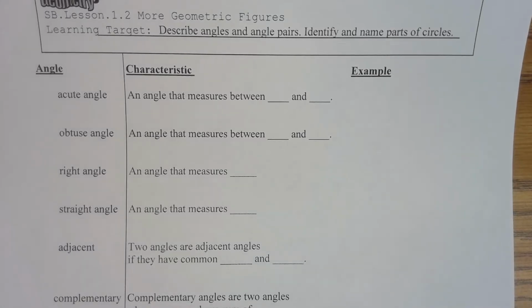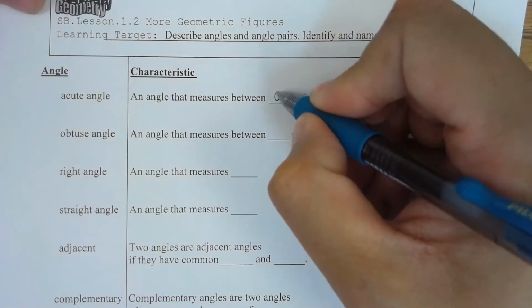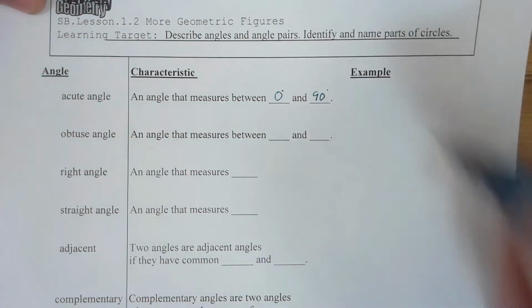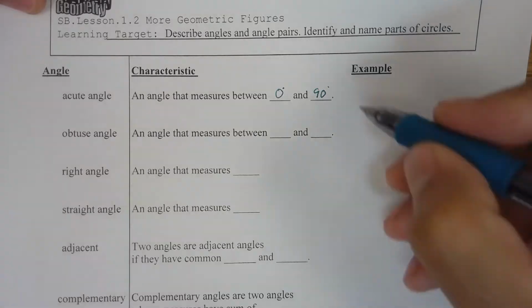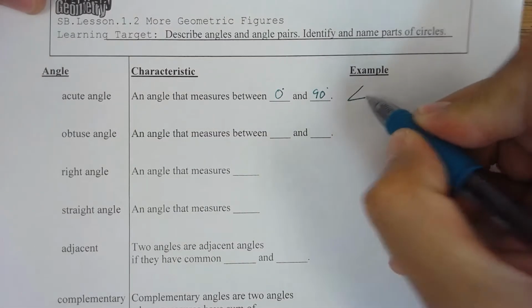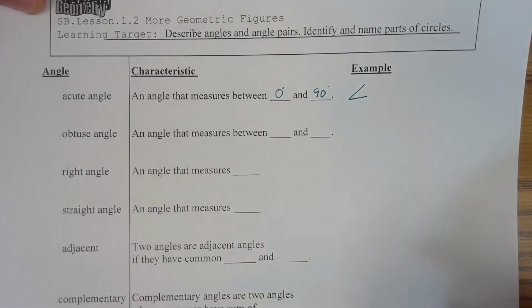These are vocabulary words you're going to be seeing a lot in geometry, so it's very important that you know this type of vocabulary. The first vocabulary word is acute angle. An acute angle is between 0 degrees and 90 degrees. So this angle does not look like an L shape. It looks like less than an L shape.